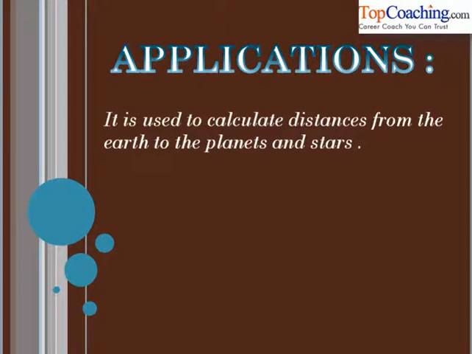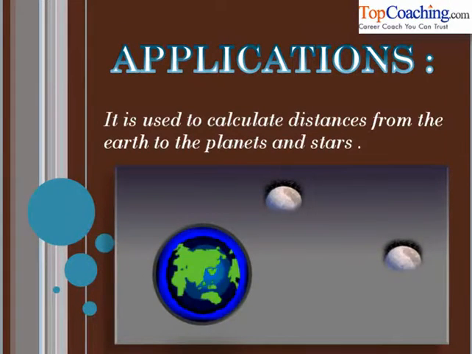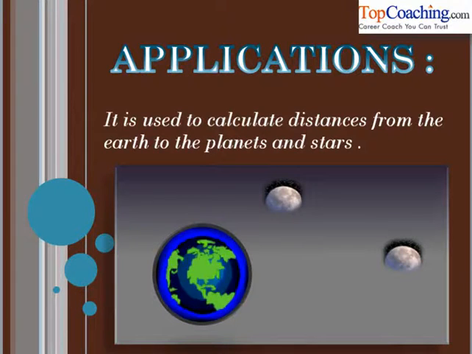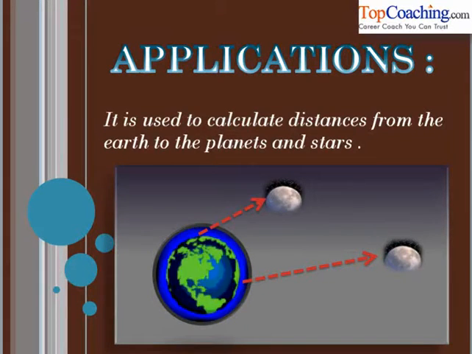It is used to calculate the distances from the earth to the planets and stars. So trigonometry is used in calculating the distances from earth to the planets and the stars. We know that planets and stars are very far located from each other. But then how do we calculate the distances of such planets or stars or satellites from earth? This is done through the tool of trigonometry.